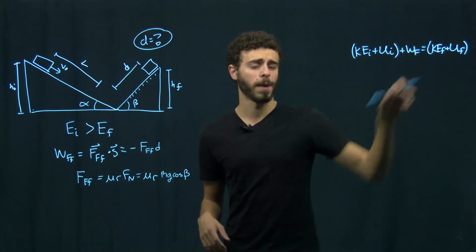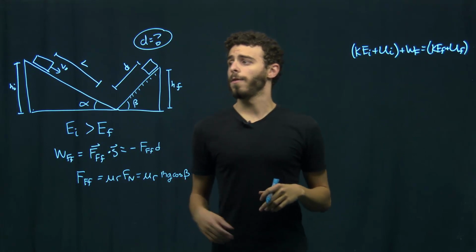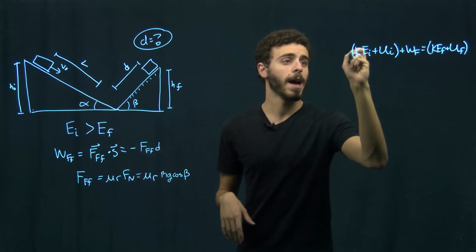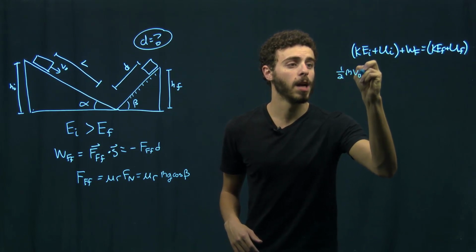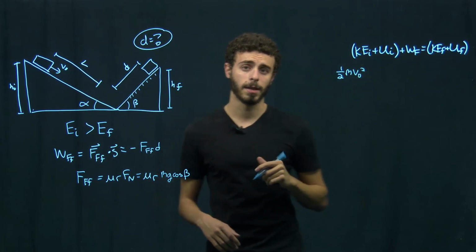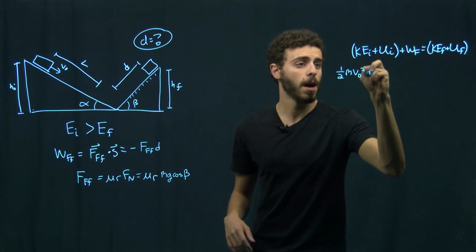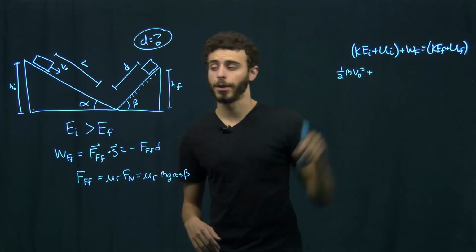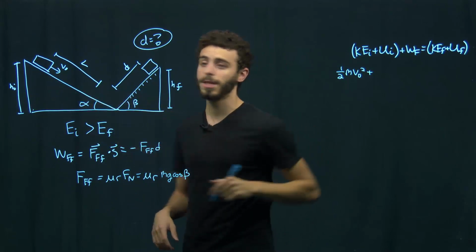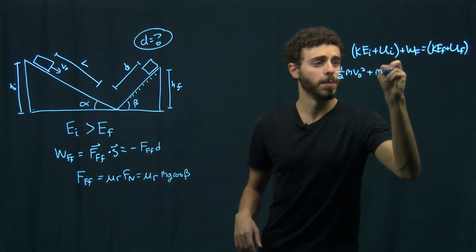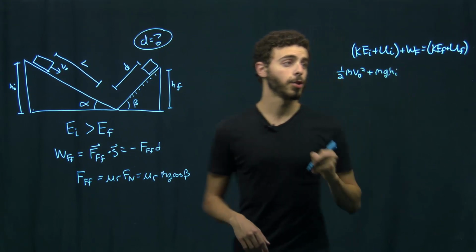Now let's look at our mechanical energy term. For our initial mechanical energy, we have some kinetic energy, which is equal to 1/2 m v naught squared. It has some initial velocity here. And then we have some initial gravitational potential. It starts at some distance above the ground, so we'll set the ground to be 0. And then this would just be m g h initial.